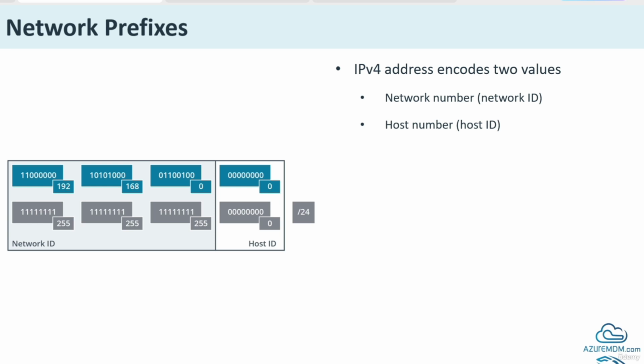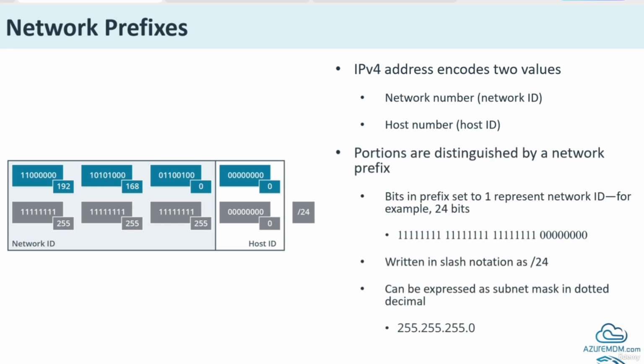An IPv4 address encodes two values. Number one, the network number, that is the network ID. It's like a neighborhood, and the host ID is like a specific house. The network prefix distinguishes these portions. The prefix, for example /24, splits the address.